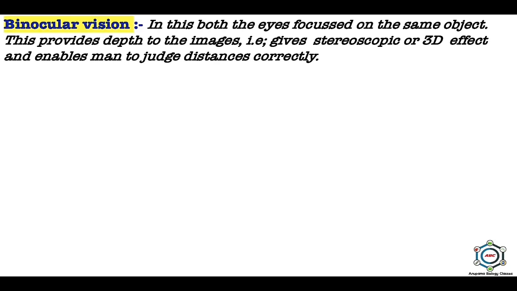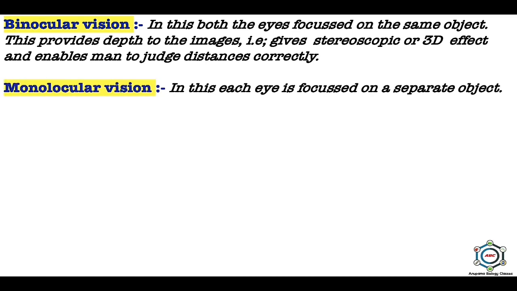Now, the binocular vision. In this, both the eyes focus on the same object. This provides depth to the images, that is, gives a stereoscopic or 3D effect and enables man to judge distance correctly. Man, primates and predatory animals such as owl and cat have binocular vision. Then monocular vision. In this, each eye is focused on a separate object, such as in rabbit, birds, etc.